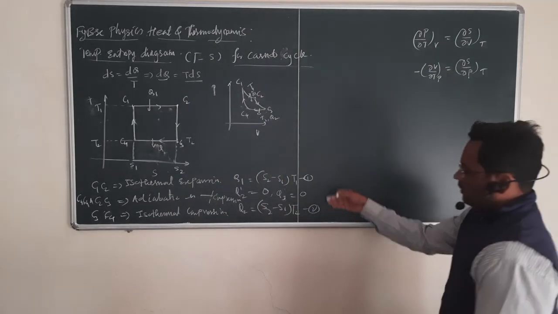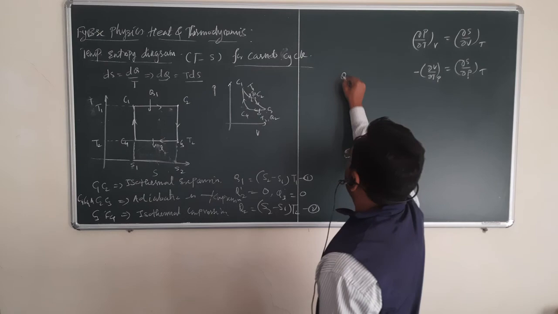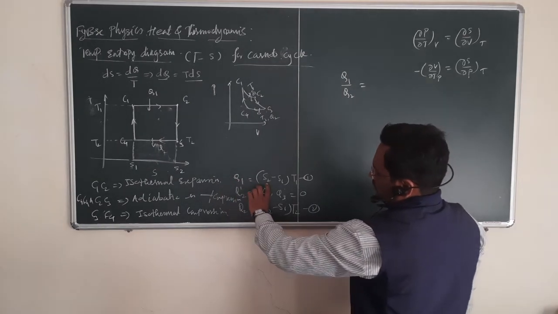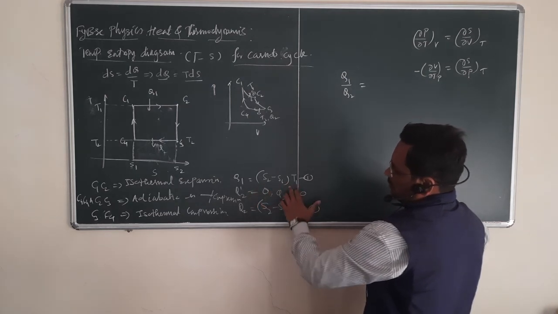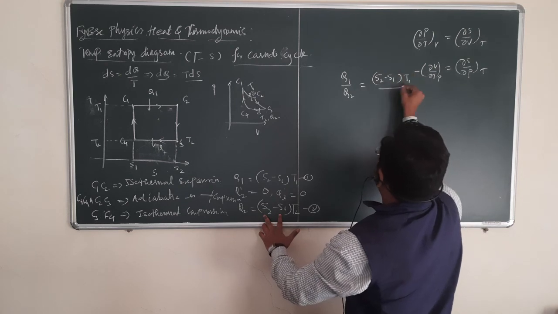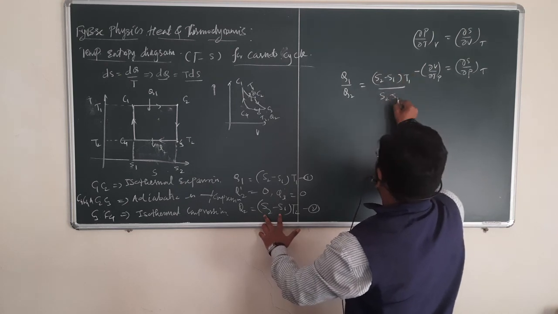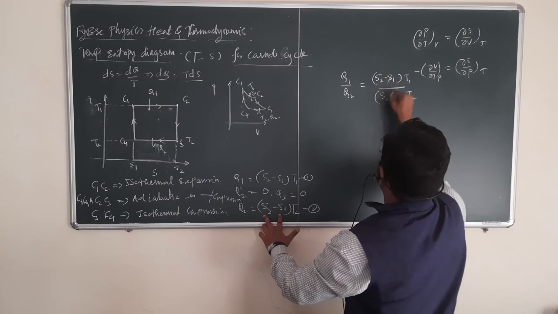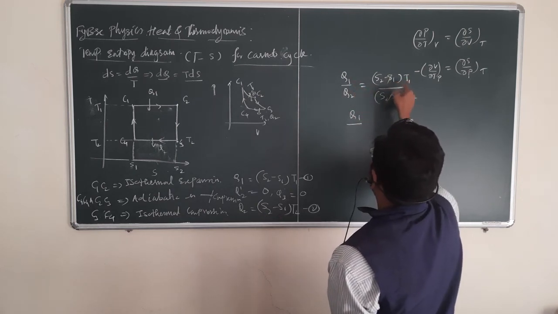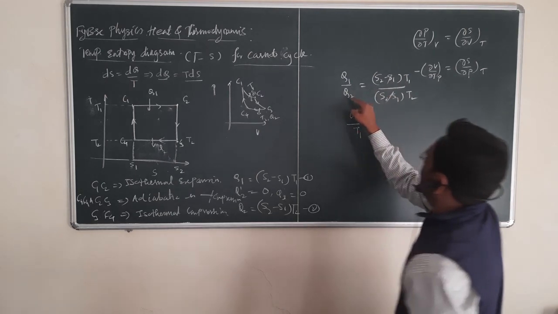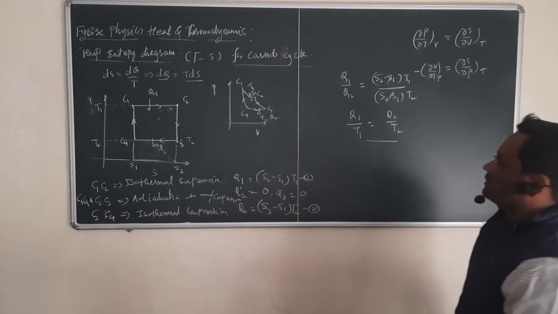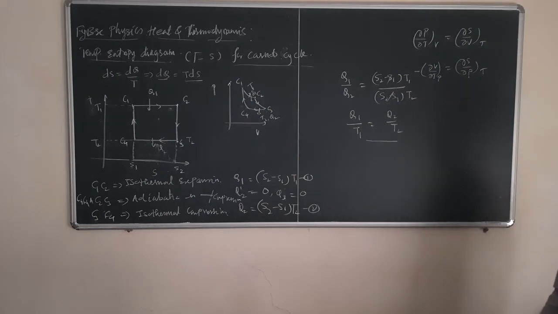Now from equations 1 and 2 we can write Q1 divided by Q2 is equal to, if you take the ratio of these two, S2 minus S1 into T1 divided by S2 minus S1 into T2. So this will cancel and we get Q1 by T1 equal to Q2 by T2. So this is the equation for the Carnot heat engine.